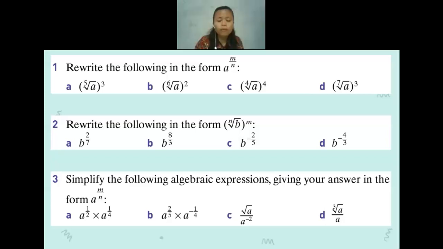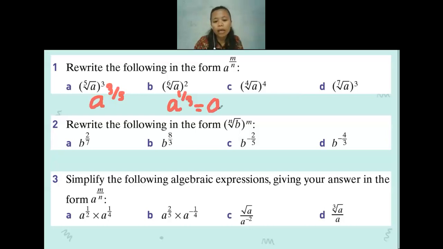So how many is it? If I have fifth root of a to the power of 3, we can write it as a to the power of how many? A to the power of 3 by 5. Okay, 3 by 5 or 5 by 3? Just want to make sure. A to the power of? 3 by 5, teacher. Okay, good job, 3 by 5. Is there anyone having any question? We just change the form to a to the power of 3 by 5.